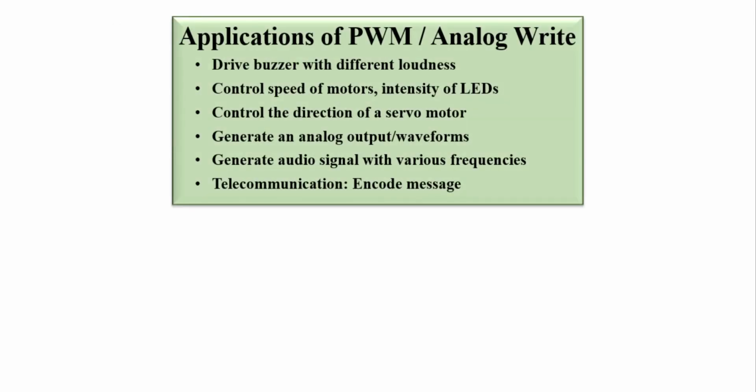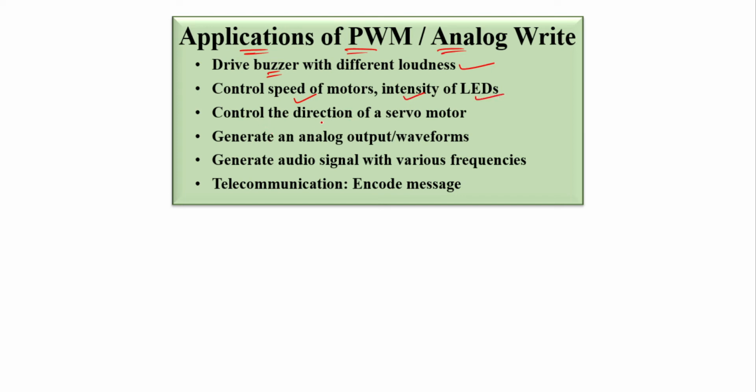Now, what are the different applications of PWM signals or analog write? It is used to drive buzzers or loudspeakers or speakers with different loudness. We can control the speed of the motors. We can make them faster. We can make them slower. We can change the intensity of the LEDs. We can make them brighter or dimmer.